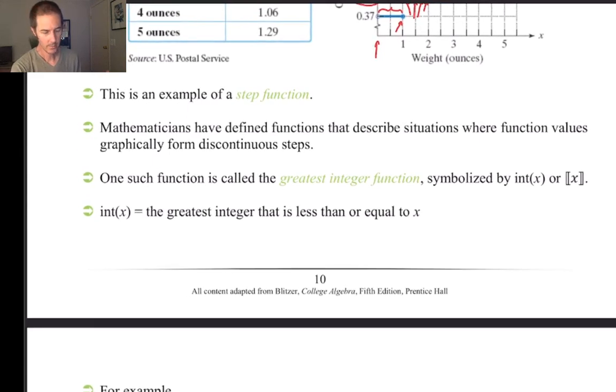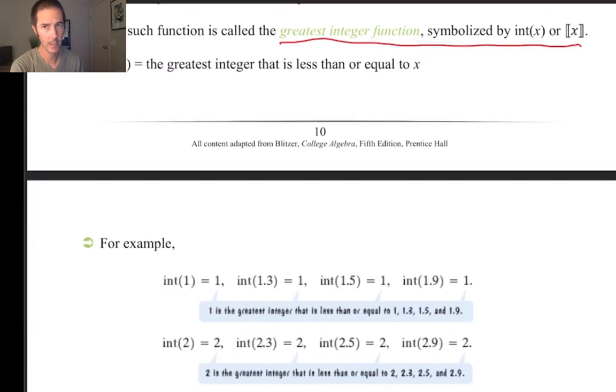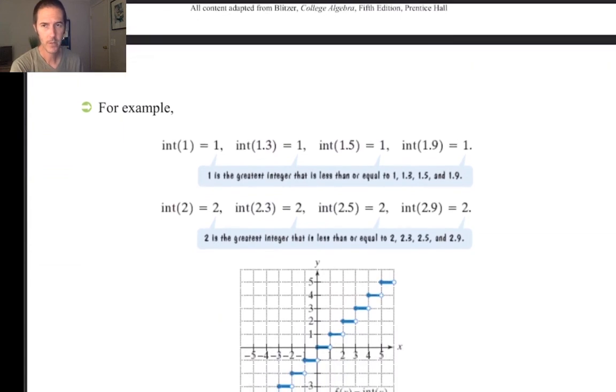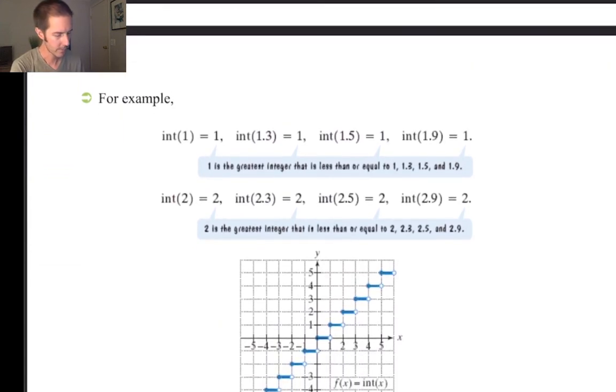There's this kind of well-known step function called the greatest integer function. I'm not going to talk about it. You can go and look it up, watch a YouTube video about it or something. It's just too specific for our purposes, but you could go check it out. You could run into it. Chances are slim, but it's possible. Here's an illustration of it.